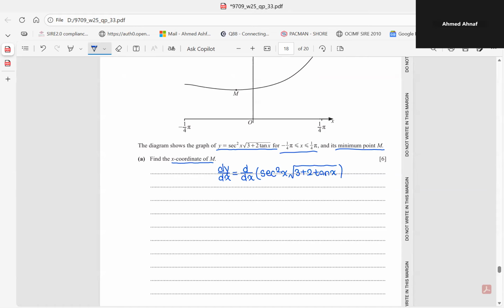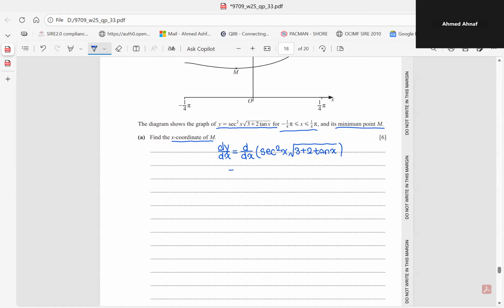Okay. So I'll do it the same way as I did before. Keep the first term, and then you multiply by the derivative of the second term. So to get the derivative of square root of 3 plus 2 tangent x, you take the power, you bring it down, keep the expression inside, and minus 1 from the existing power. So you'll get to the power of minus half.